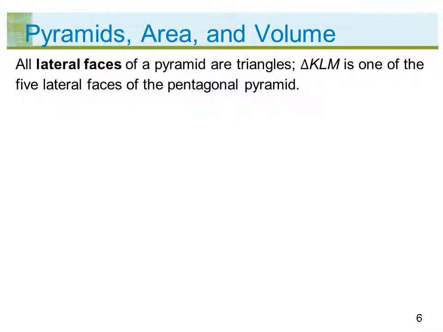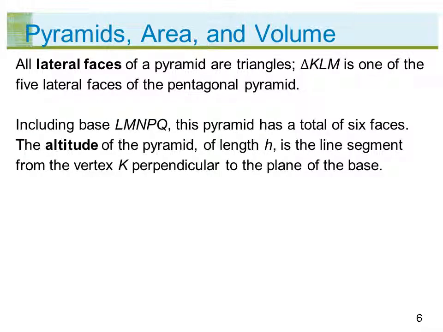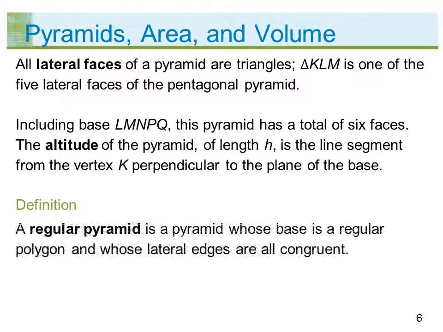All lateral faces of a pyramid are triangles. Triangle KLM is one of the 5 lateral faces of the pentagonal pyramid. Including base LMNPQ, this pyramid has a total of 6 faces. The altitude of the pyramid, of length h, is the line segment from vertex K perpendicular to the plane of the base.